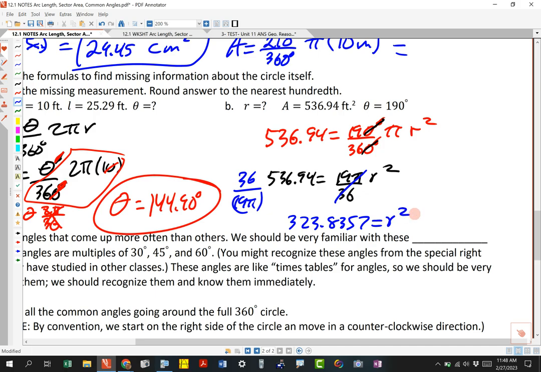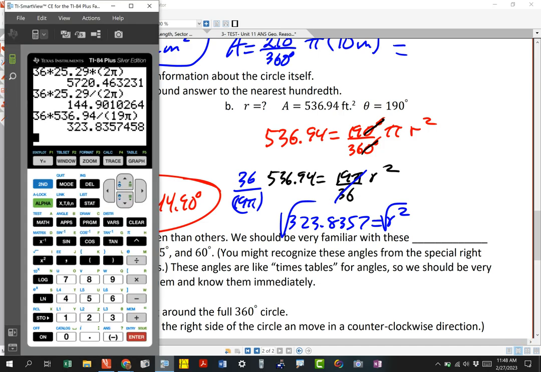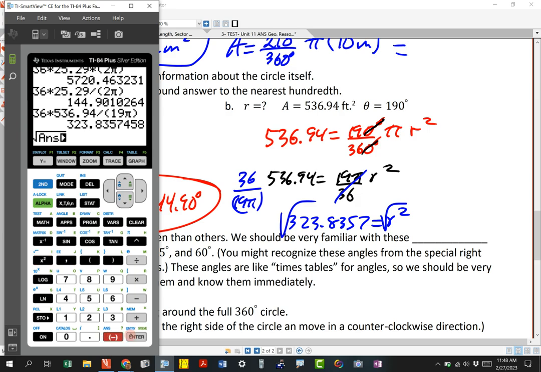What do we have to do? Square root. Take the square root. And can we have a negative? I'm just going to hit second square root, second answer, so that way I don't have to type the entire thing in there.